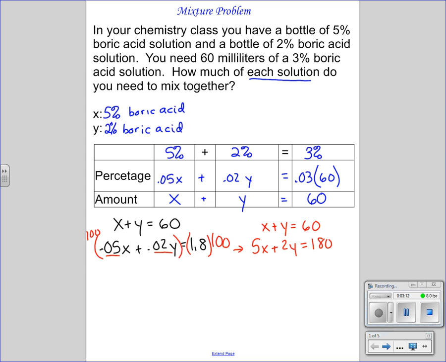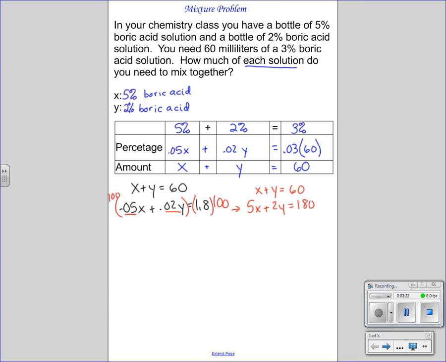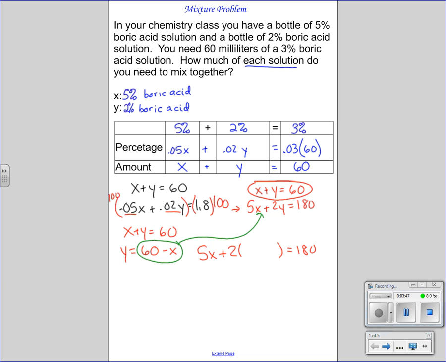Now because the coefficients on the top equation, x plus y, both of them actually, are 1, the best way to solve this is to solve by substitution. So solve this top equation, x plus y equals 60, for a variable. I'm going to solve for y. y equals 60 minus x. Substitute this into that equation. So I have 5x plus 2y equals 180. Now what is y? y is 60 minus x.